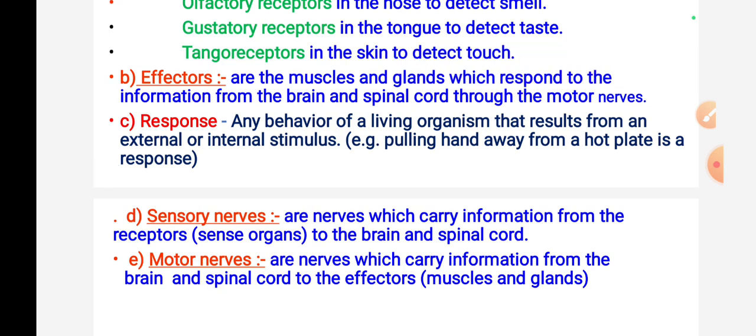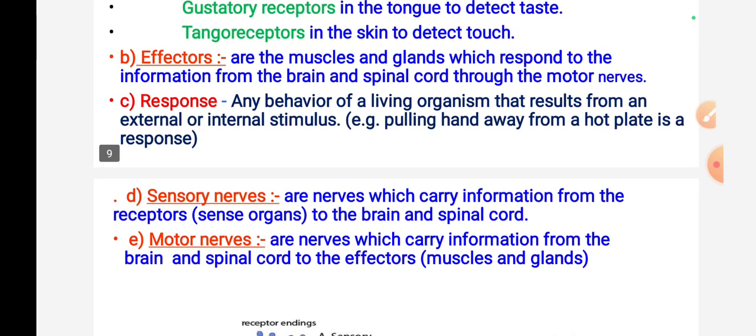The next, effectors. Effectors are the muscles and glands which respond to the information from the brain and spinal cord through the motor nerves. Then response: any behavior of a living organism that results from an external or internal stimulus. Example, pulling your hand away from a hot plate is a response.